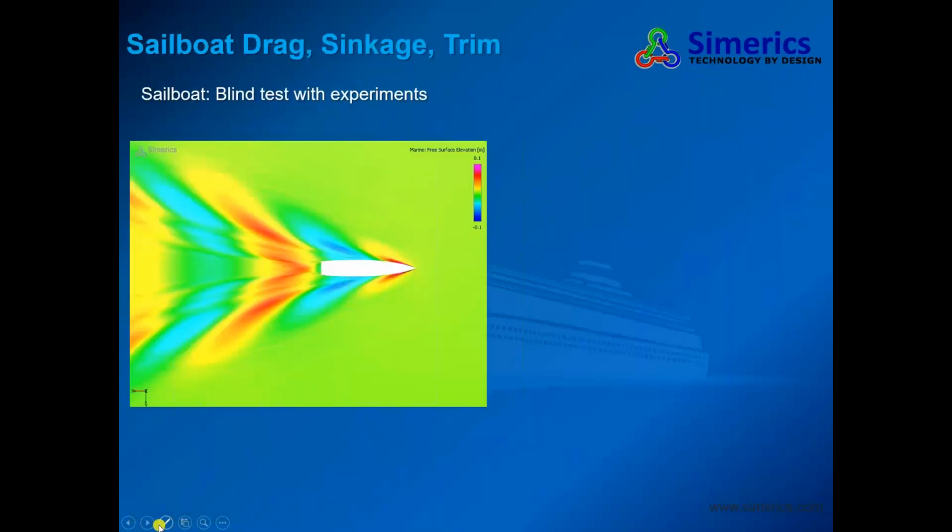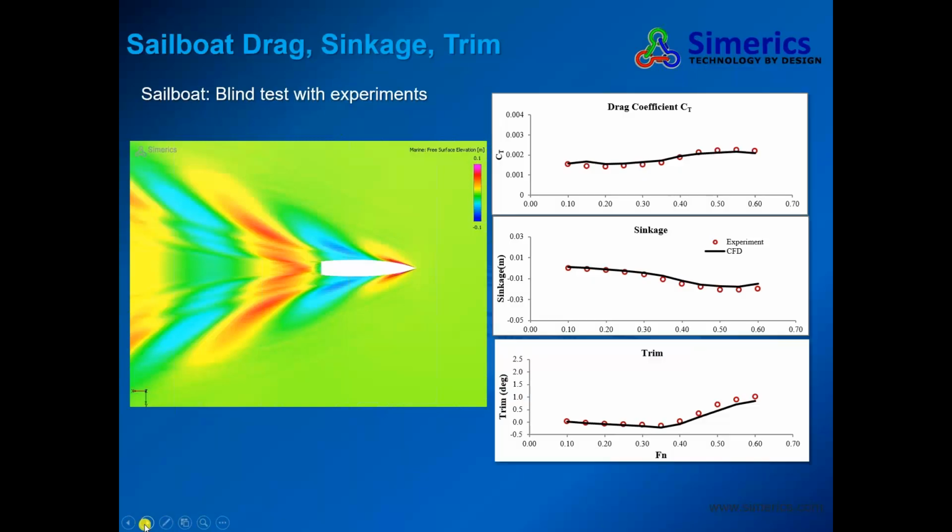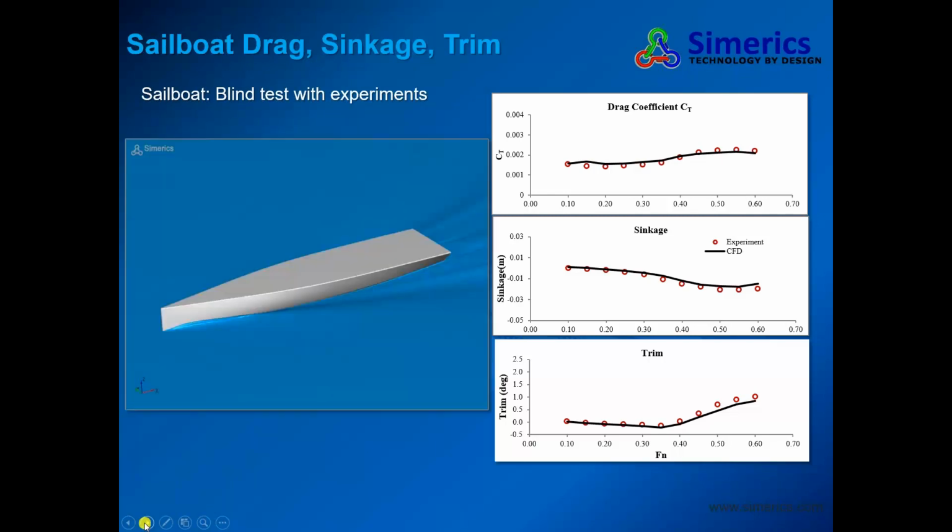Our next example is a sailboat. It's worth noting that when we did this simulation, it was a blind test. But as always, we got very good comparison with experiment, even though we didn't know any of those experimental results before we ran the simulation. Here is how the wave looks from the bow area.